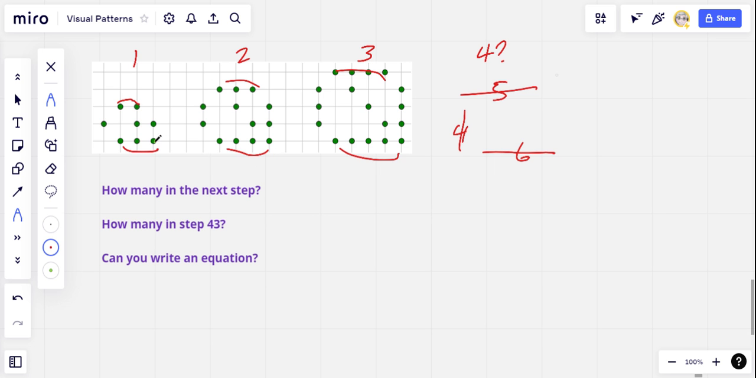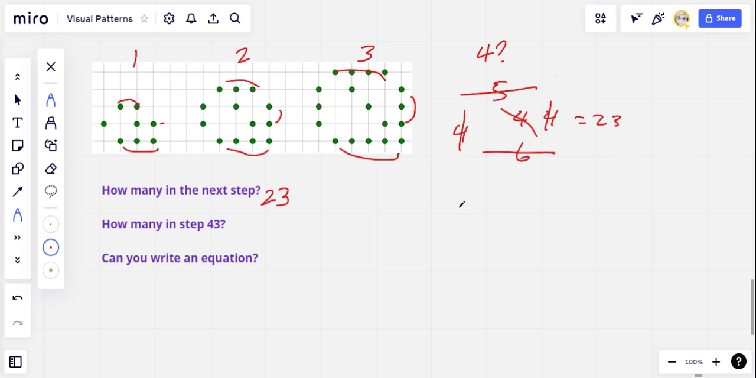And then we don't want to count that bottom corner dot. So I've got 1, and then 2, and then 3. So this should be 4. And then the diagonal. Well, we've got 1 here, and then 2, and then 3. So this should be 4 for the diagonal. So let's add all that together. 6 and 4 is 10, and 5 is 15, and plus 4 is 19, that's 23. So my prediction is that there will be 23 dots in step number 4.